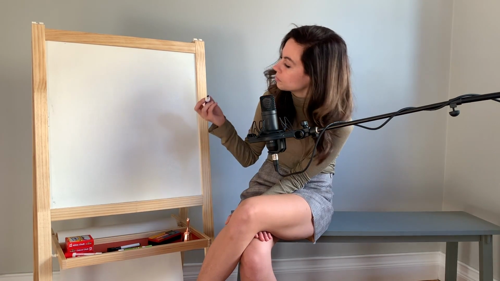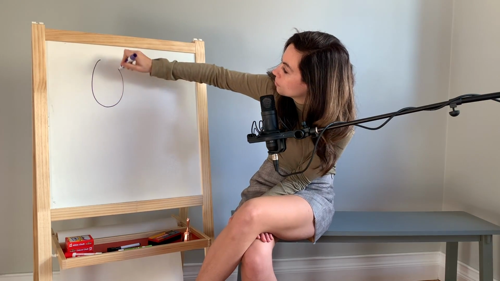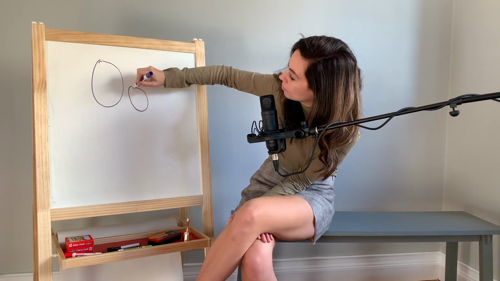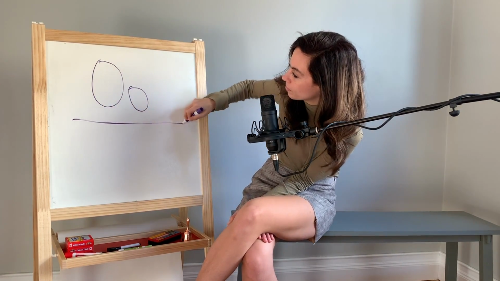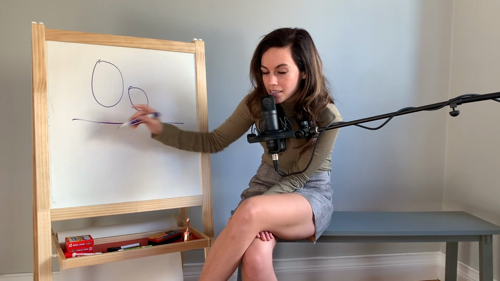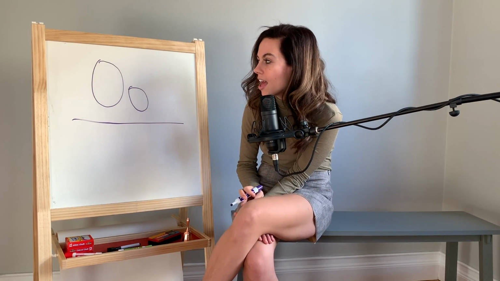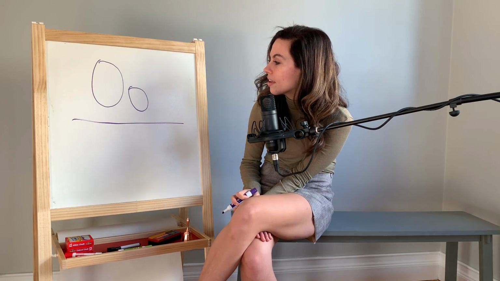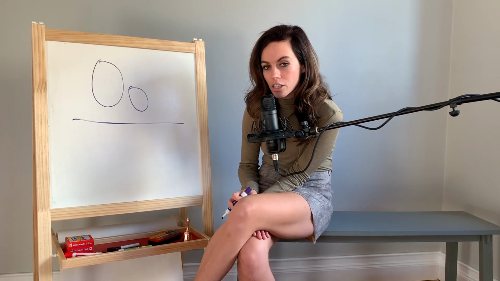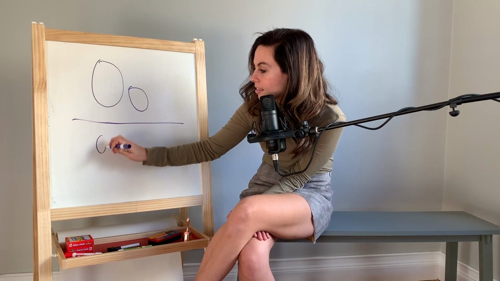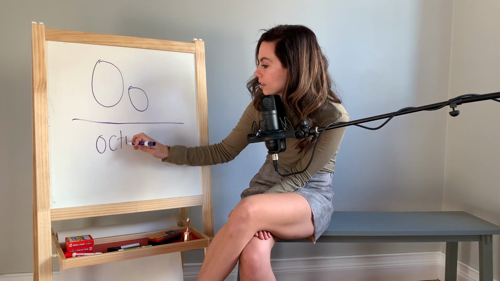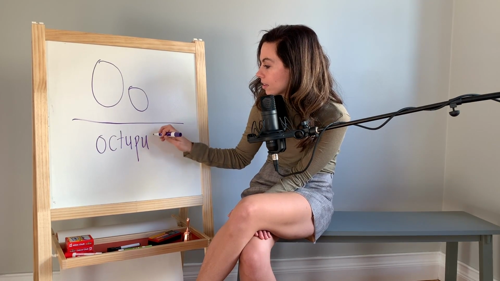The next letter of the alphabet we're going to talk about is O. Here is our uppercase, and here is our lowercase. And O says ah, ah, ah. And an example of a word that starts with O is octopus, octopus.